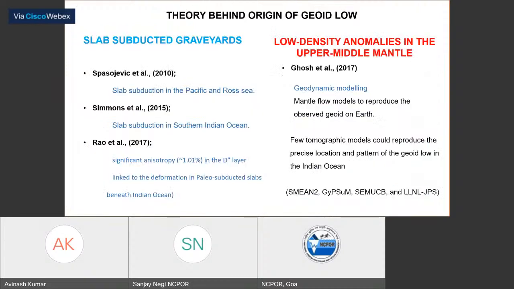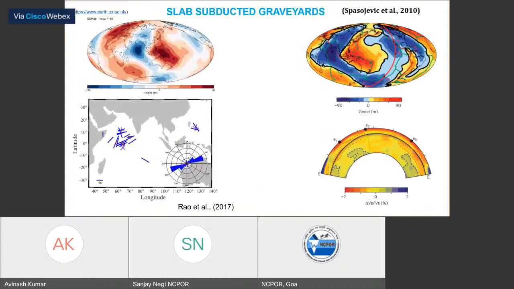Another thing, before going deep into the mantle investigation, I would like to put forth a few theories to explain the geoid low. Already people have worked, and there are two schools of thought to explain the theory behind the geoid low. One is the subducted slab graveyard theory, and another one is the low density anomaly in the upper mid mantle. So what exactly are these theories? I'll be explaining it through these diagrams.